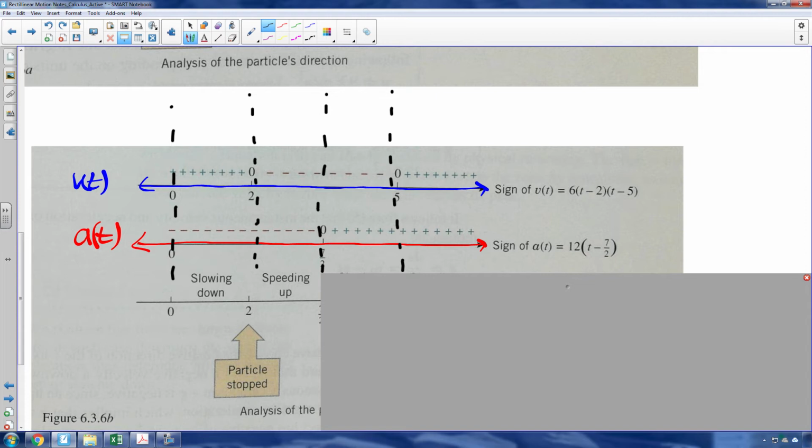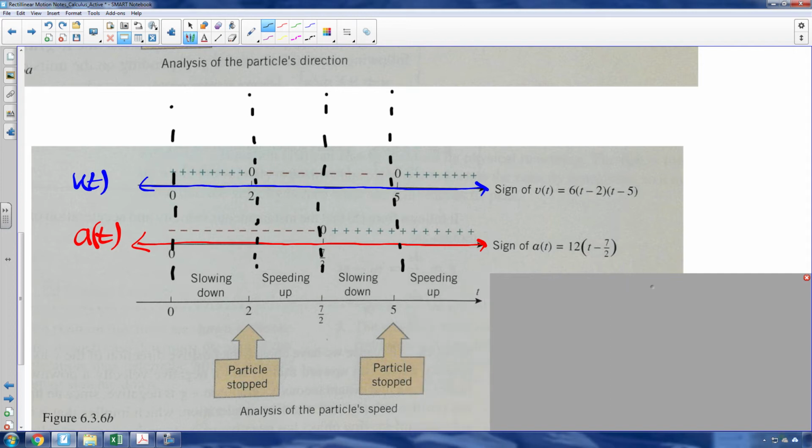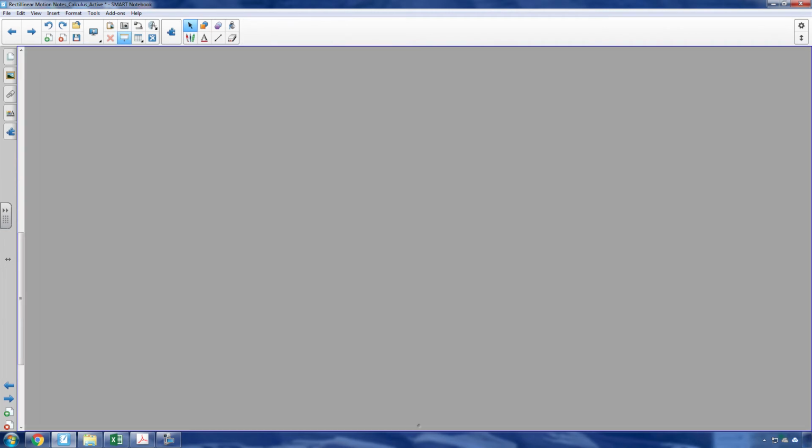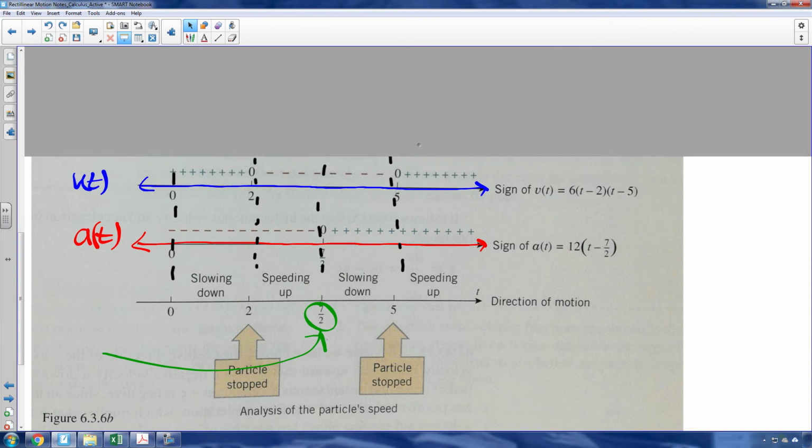What's happening here from 2 to 7/2? Are they working together or against each other? Together. It's going down and it's being pulled down. It's like an apple falling from the sky, moving down, but gravity is also pulling it down, so it goes faster and faster until it hits the ground. Starts out slow and then it gets faster and faster. So speeding up. A lot of people think when acceleration is negative, it means it's slowing down automatically. Not true. Acceleration is negative does not mean something's slowing down, necessarily.